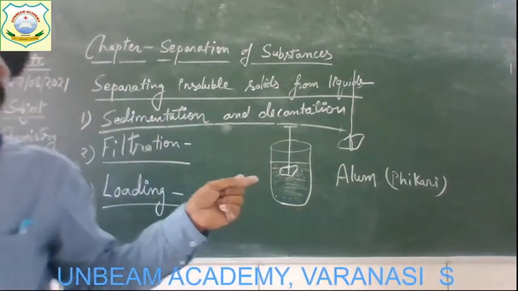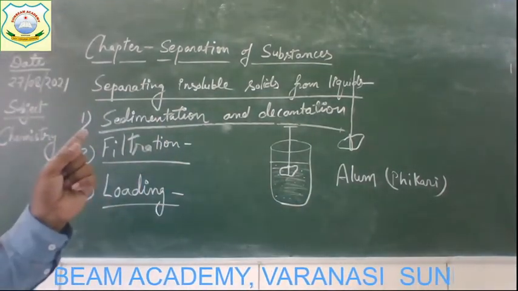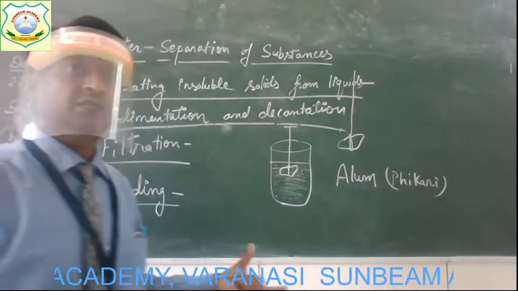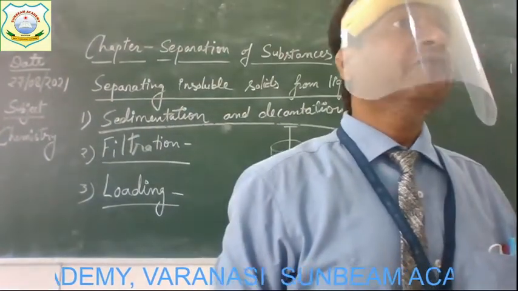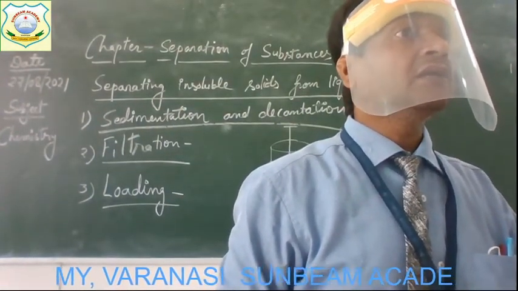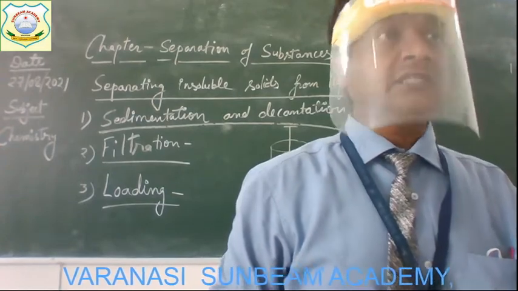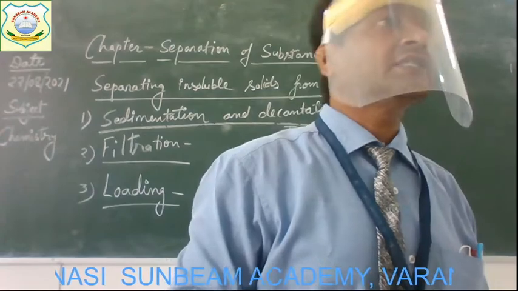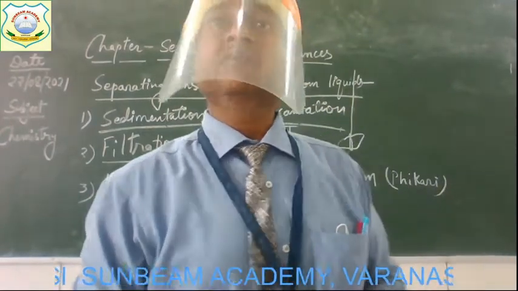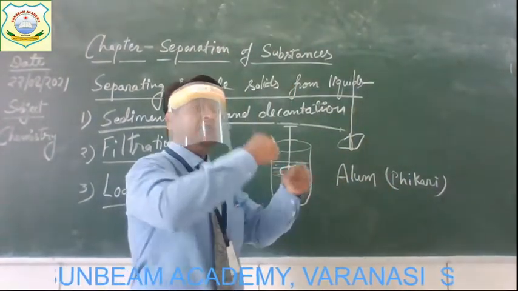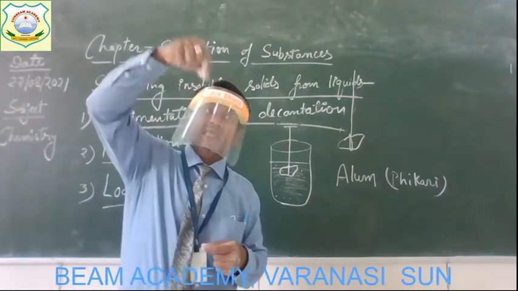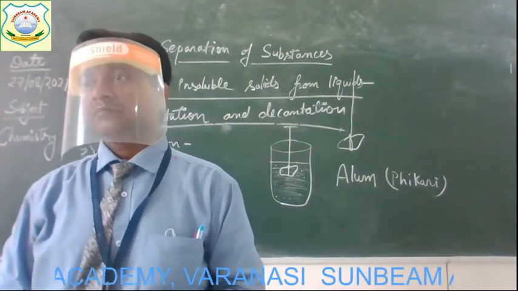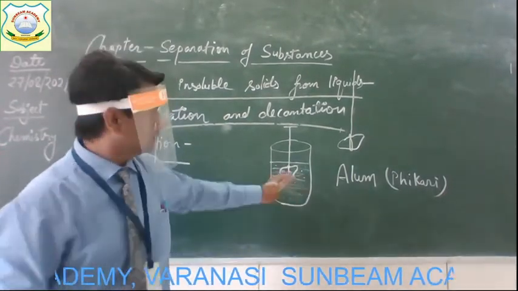Understood? Through the diagram you are going to understand now. What we will do, we will take a beaker in which there is water with some very small solid, which is not soluble in it, but very small in size and very light in weight. Then we will take a piece of alum, tie a thread and hang it in the water and keep it for some time.